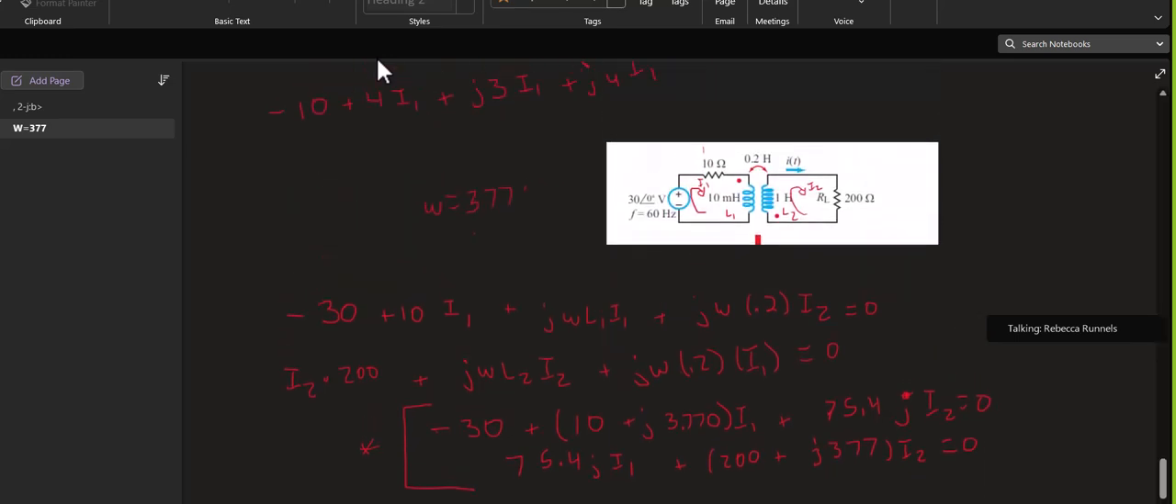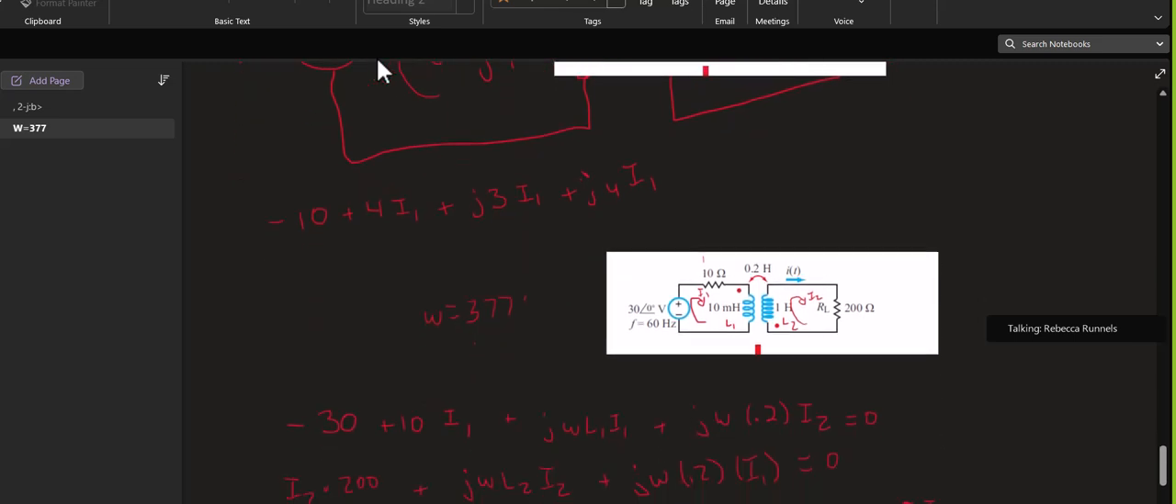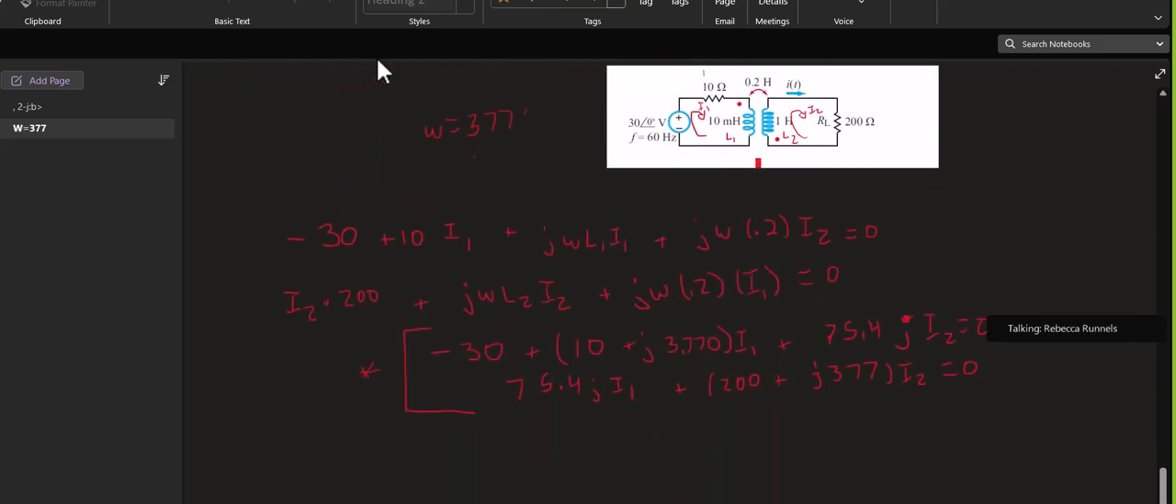Well, I think the problem was to find I. I never said what the problem was. When they said find I, is that specifically I2? Yes. Okay. Well, you can see that we defined I2 to be the same direction as I of T. Yeah, I of T would be I2.